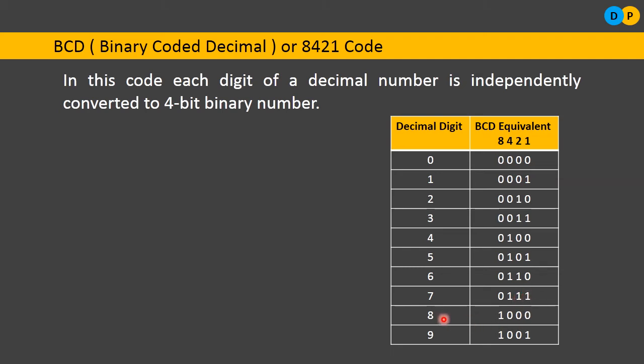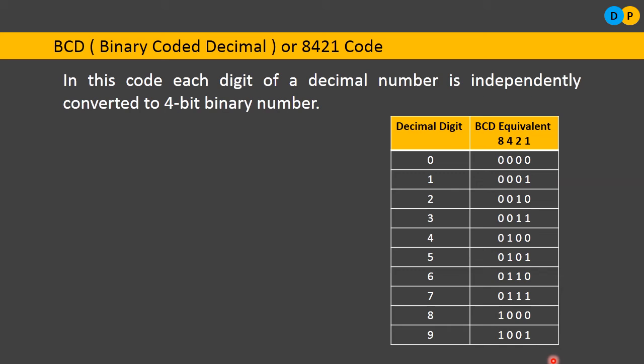Okay. Similarly for 8, directly I'll be considering the bit value 1 for the fourth power, 8. So 1, 0, 0, 0. Next, what about 9? In order to get 9, I need to add 8 and 1. So here I'll be considering 1 0 0 1. So this is how we can consider the 8421 coding system.